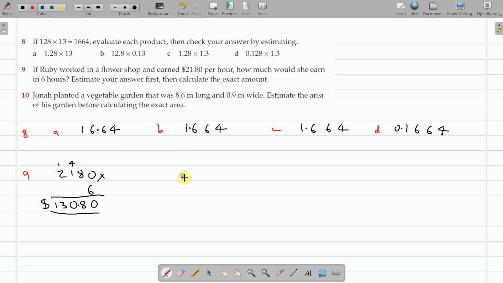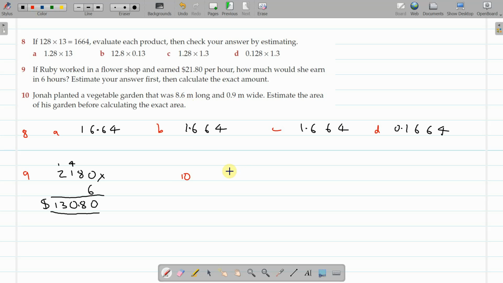And 10, the last one. Okay, a vegetable garden was that long and that wide. Estimate the area of this garden before calculating. Well, if it was 8.6, that's nearly 1. So area is that length times that length. So it's going to be a little bit less than 8.6. Because that's close to 1. 8.6 times 1 is 8.6. So it's a little bit less than 8.6.